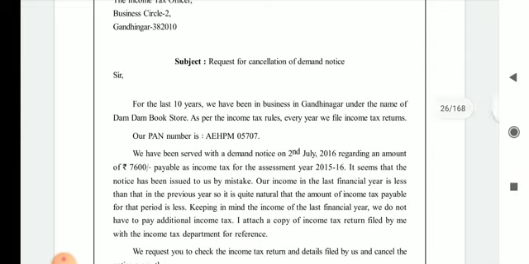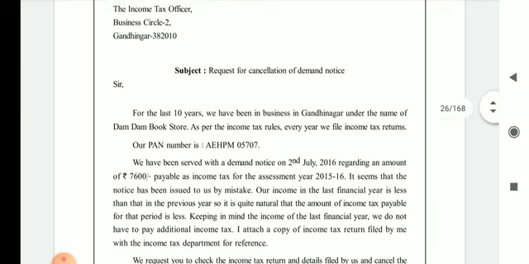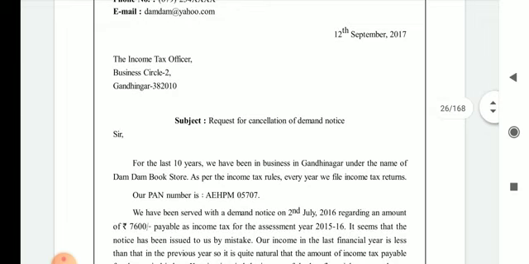We have been served with the demand notice on 2nd July 2016. So here you have to also make a correction for the same in the date of the letter. 2nd July 2016 is not the date of the notice. It is not considerable. See, here it is mentioned that you have received the notice on 2nd July 2016.